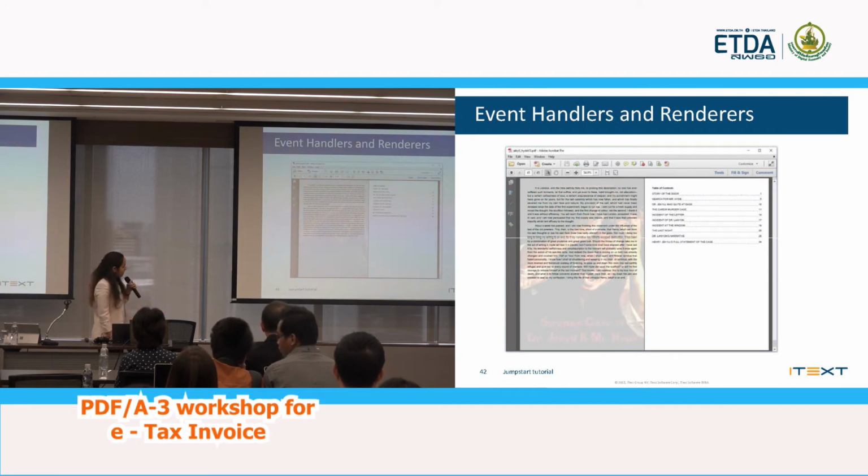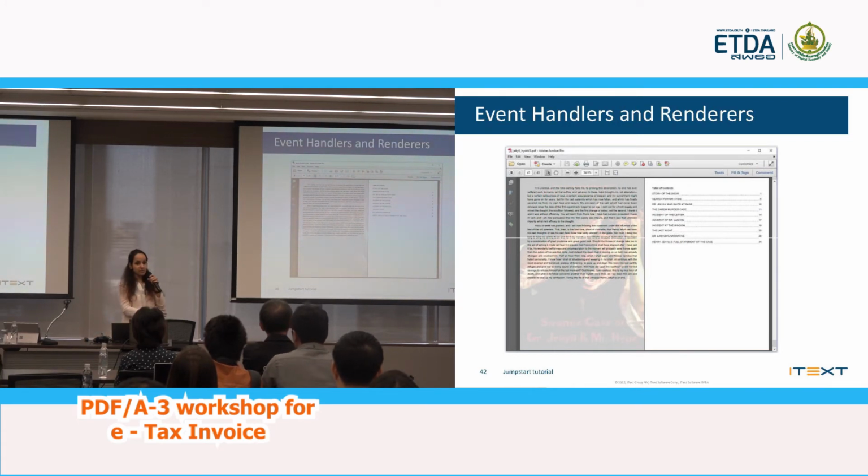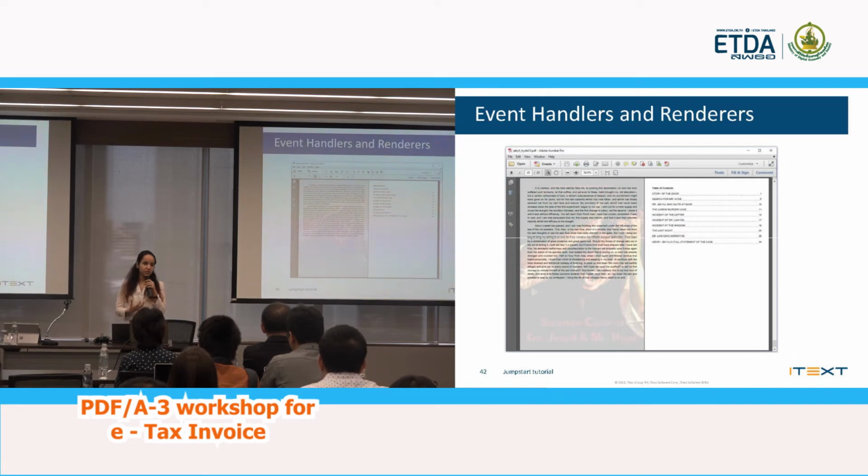If you look at this sample PDF, my table of contents does not have any image, but my other pages have an image background, or let's say an image watermark. So this kind of functionality can be achieved, or you can control how your different pages are displayed, using event handlers.